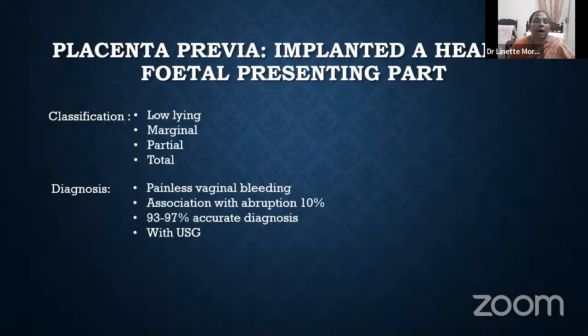This patient is diagnosed by a painless vaginal bleeding. This is in contrast to the abruption where there is pain and the uterine tonus may be increased. But there is an association with abruption in 10% of the patients. An accurate diagnosis of placenta previa can be made by an ultrasound in contrast to an abruption, which is a clinical diagnosis mostly.